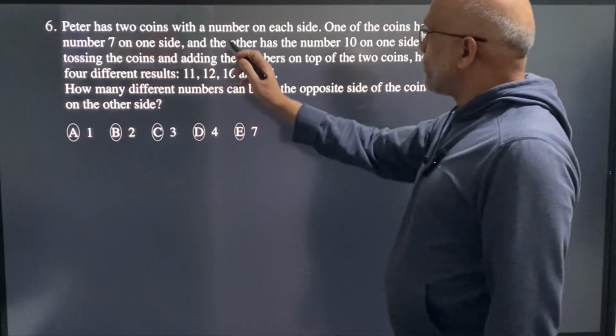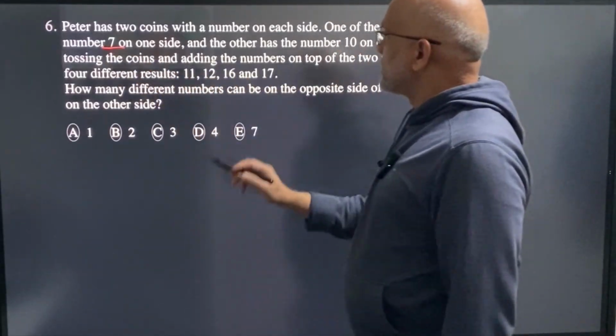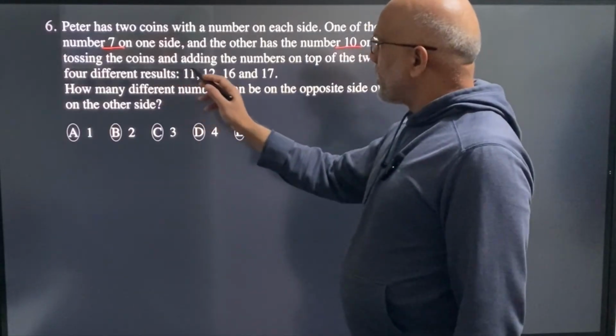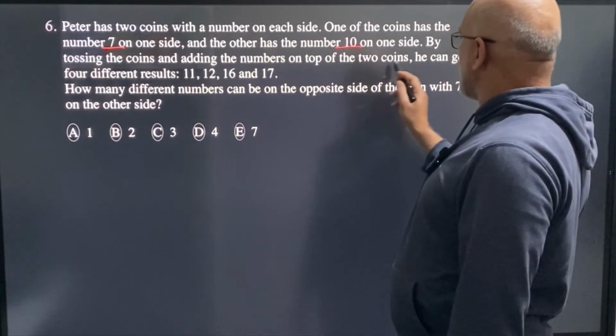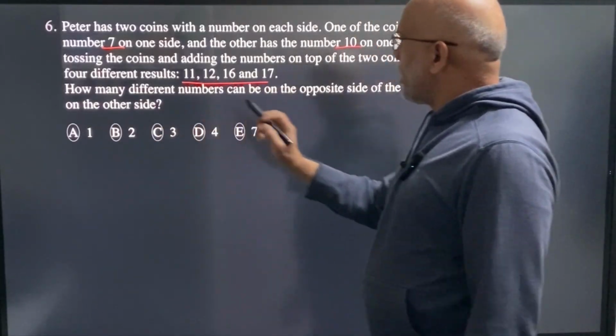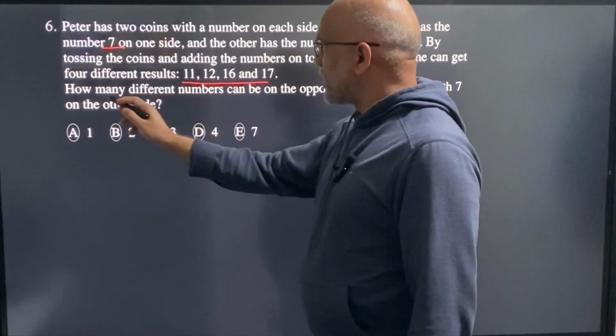Peter has 2 coins with a number on each side. One of the coins has the number 7 on one side and the other has the number 10 on one side. By tossing the coins and adding the numbers on top of the 2 coins, he can get 4 different results. How many different numbers can be on the opposite side of the coin with 7 on the other side?